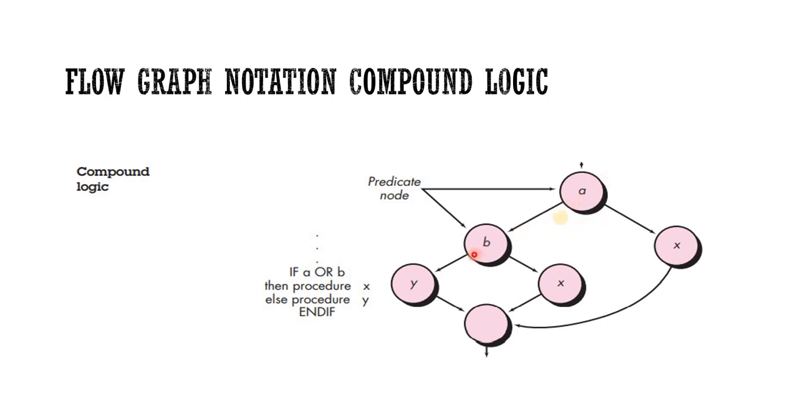Here, if A is true, then X should be executed. It is represented here. If B is true, then what? Y is to be executed. So, like this, if, OR, AND, and XOR conditional statements will be represented.